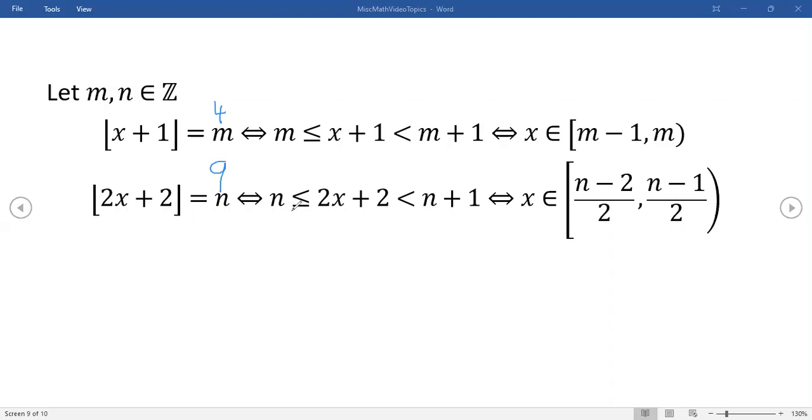And in a similar fashion, for 2x+2, you would get that x would have to be in this interval right here. Okay. Now let's note what happens right here fairly quickly. If you put 4 in right here, we get that x has to be in the interval closed 3, open 4, right? Okay. Now 7/2 is definitely contained in that interval, right?